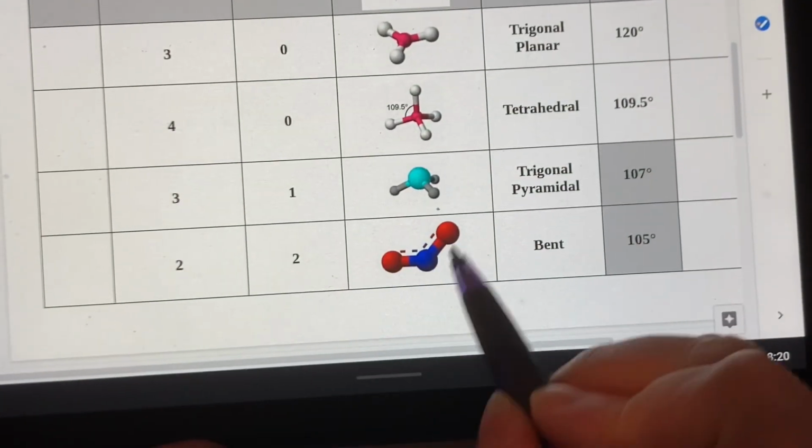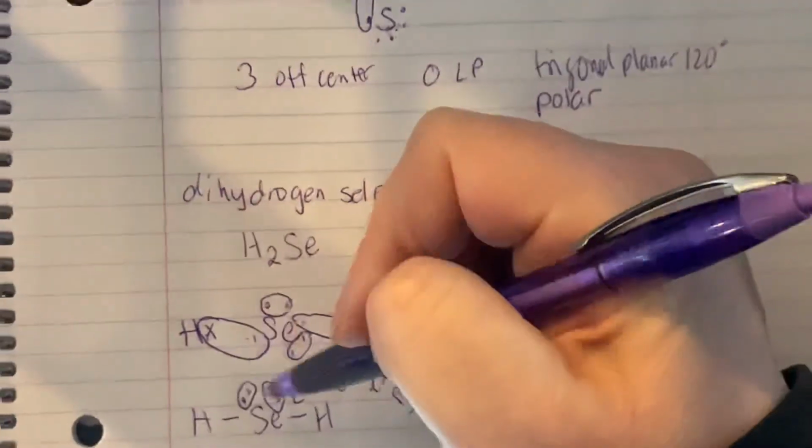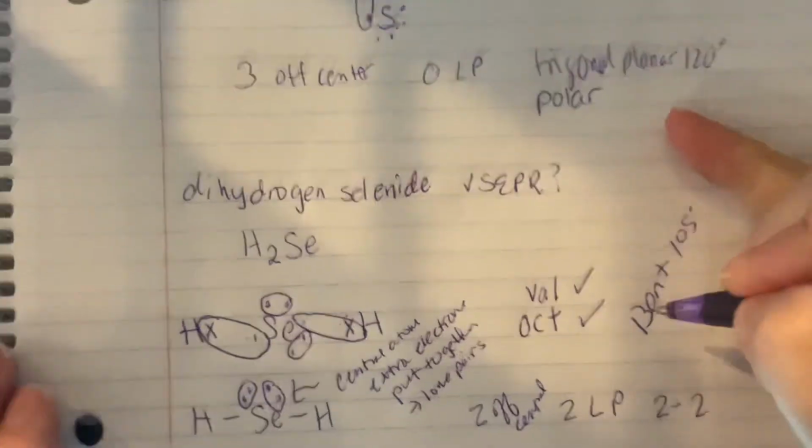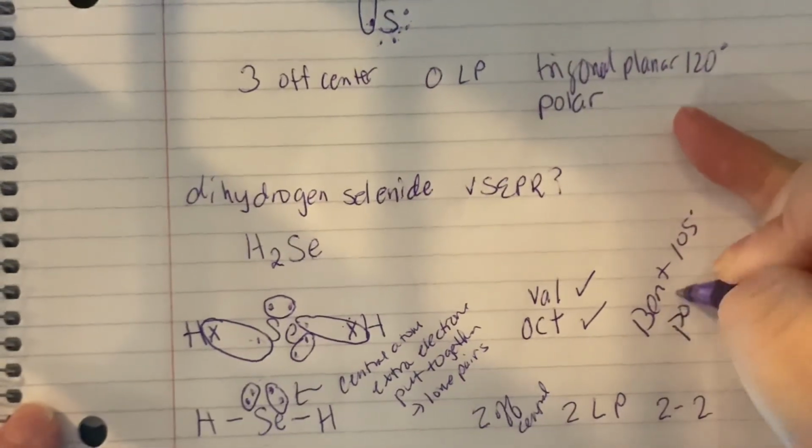This guy, when I look at him here, actually looks symmetric. But when I look down here, I see I have lone pairs. So he is not symmetric, which means he is polar.